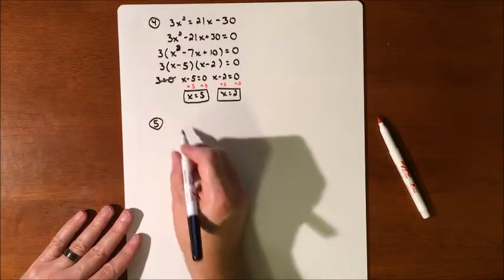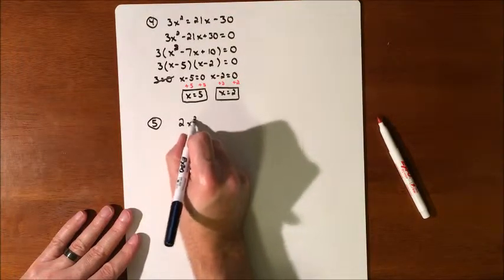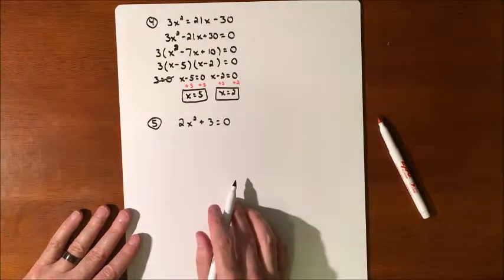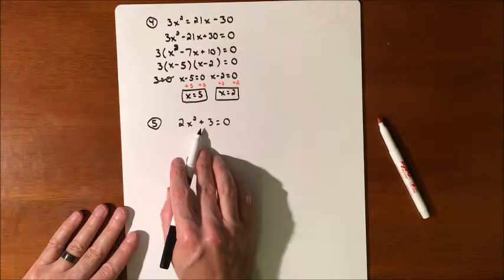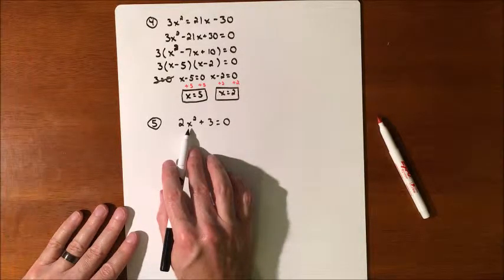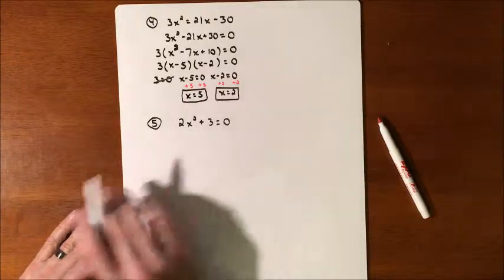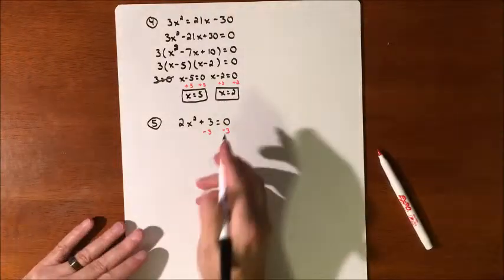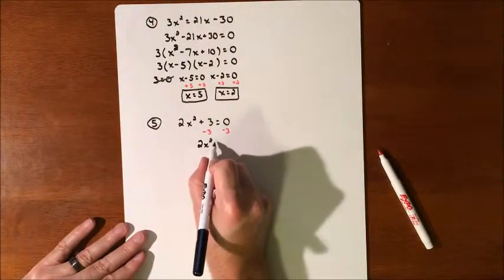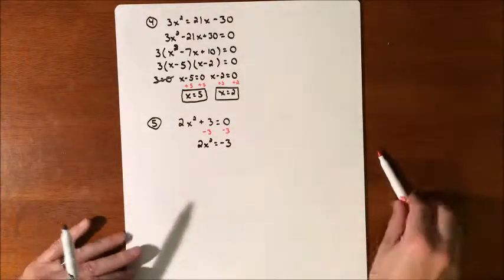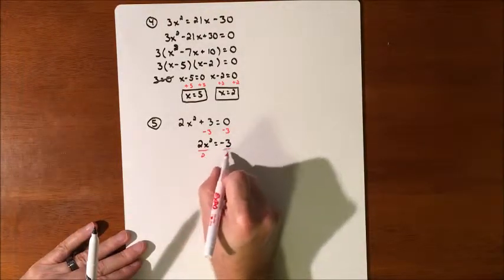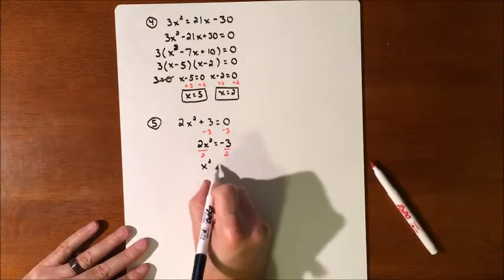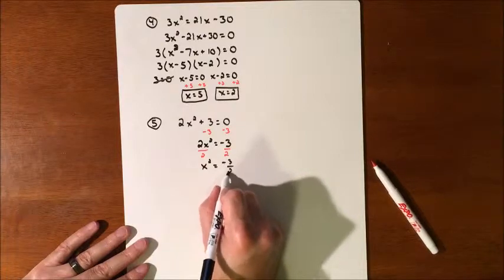All right, last one. 2x squared plus 3 equals 0. So this is very similar to the first problem. We're missing the middle term, so we could just try and isolate the x squared and square root both sides. So we'll subtract 3. So that would get us a 2x squared equals negative 3. Divide by 2. So that's going to be x squared is going to equal a negative 3 halves.